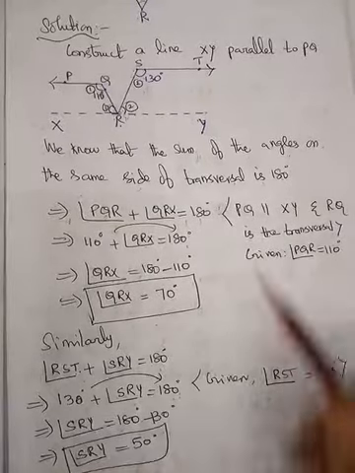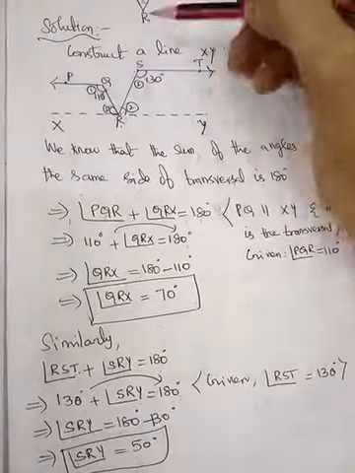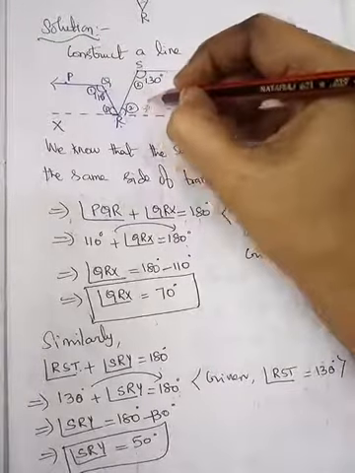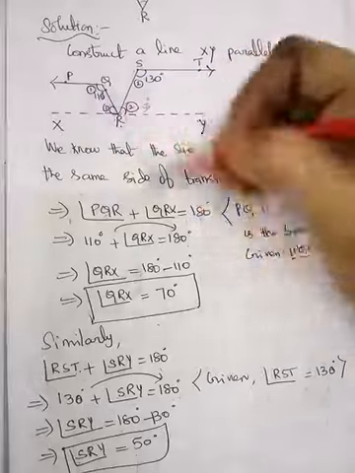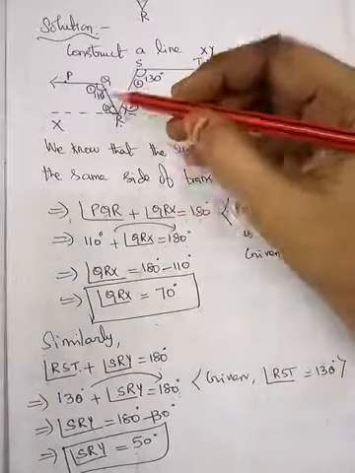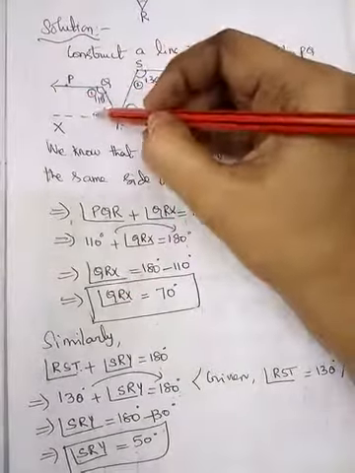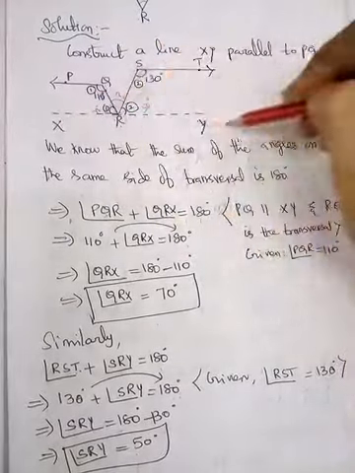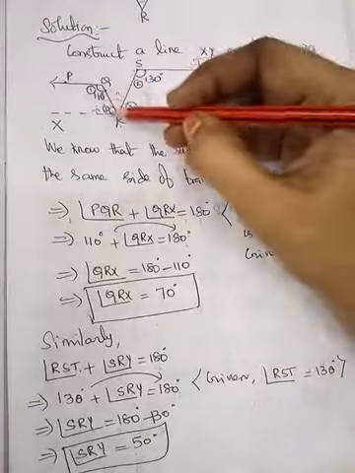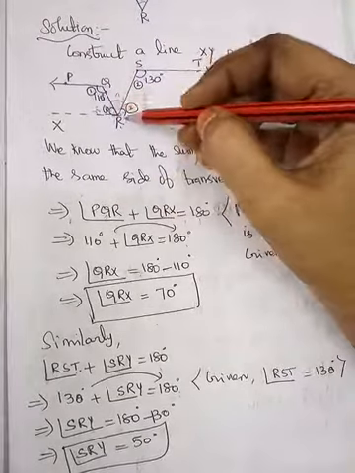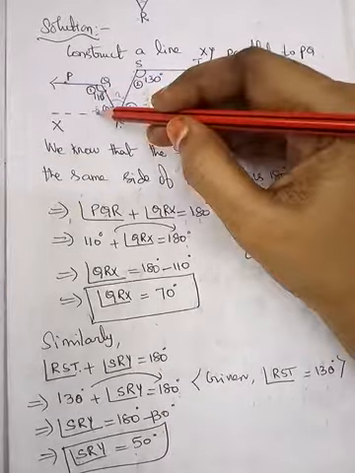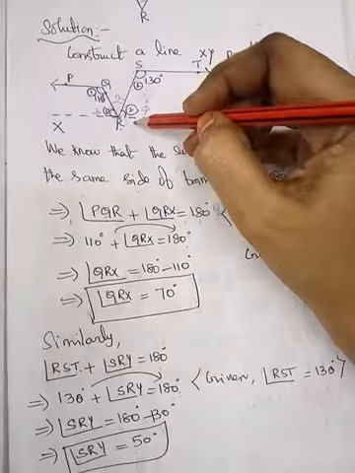So angle SRY, this is 50 degrees. And we got QRX equal to 70 degrees. So I want to find out this one. It is understood this is a straight line angle. So the sum of these three angles is equal to 180 degrees, no? Because of the straight line angle, the sum of all these angles gives 180 degrees.